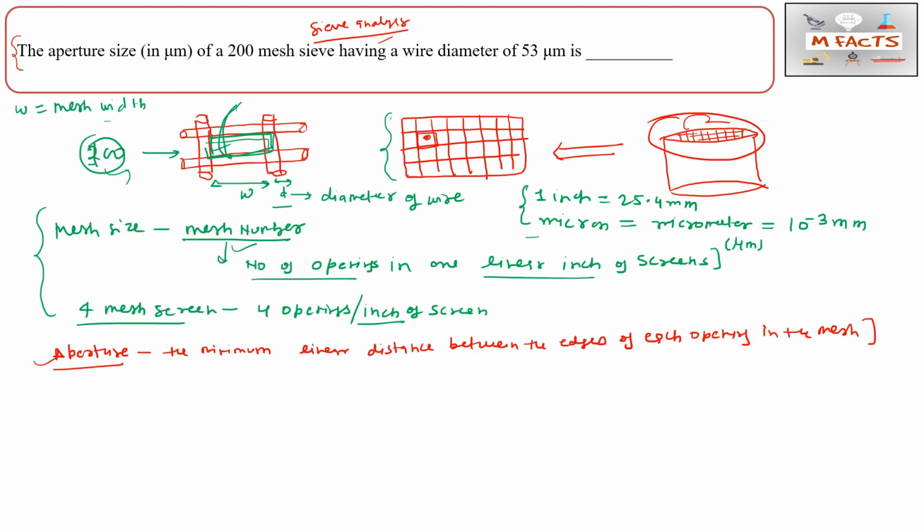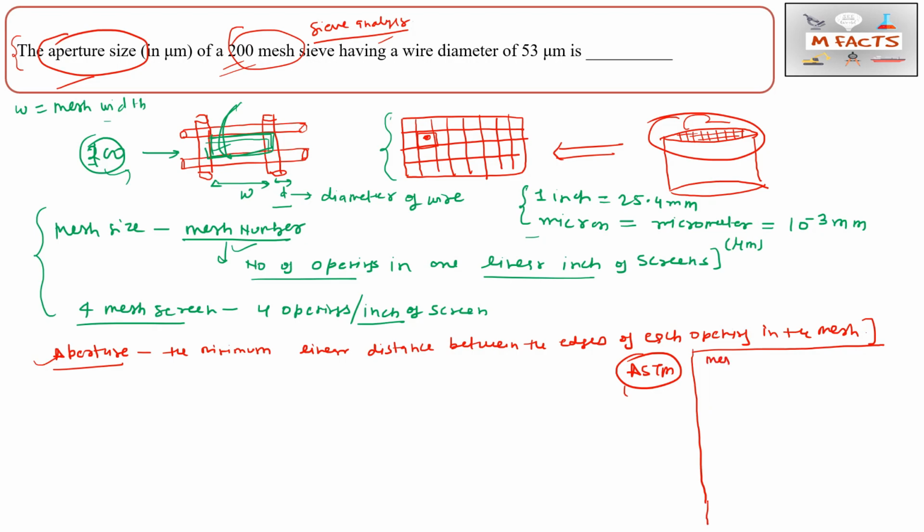So we need to find the aperture size here. There is an ASTM table given for finding this aperture size according to the mesh size, so you can directly recall those things. If you cannot remember, I will give you the formula to calculate the aperture size. First of all, I will make a table of the standard mesh size with the microns of apertures. If we have a mesh size 35, then the aperture size will be 500.